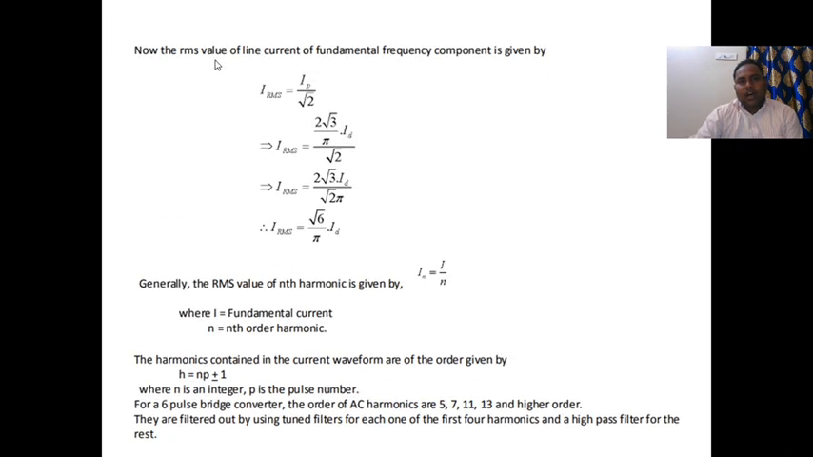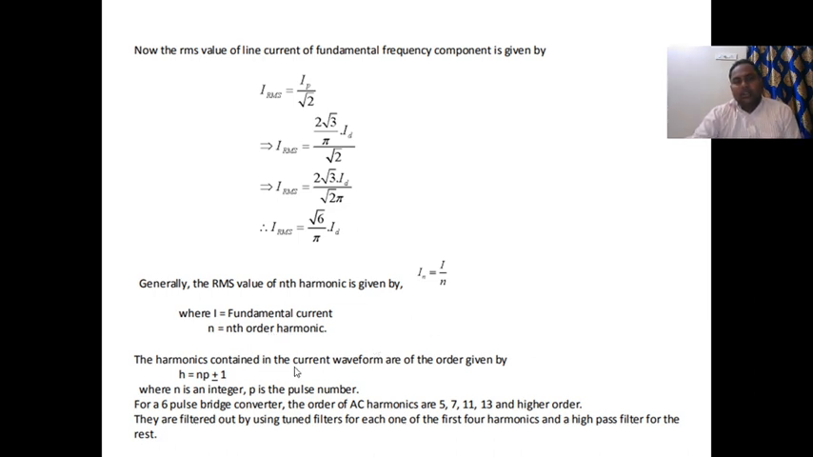Now the RMS value of the line current of the fundamental frequency component is given by IRMS = Ip/√2. IRMS = (2√3/π) · Id/√2. We get IRMS = √6 Id/π. In = I1/n, where n is the harmonic order. Generally, the RMS value of the nth harmonic is given in terms of the fundamental current, where In is the nth order harmonic.